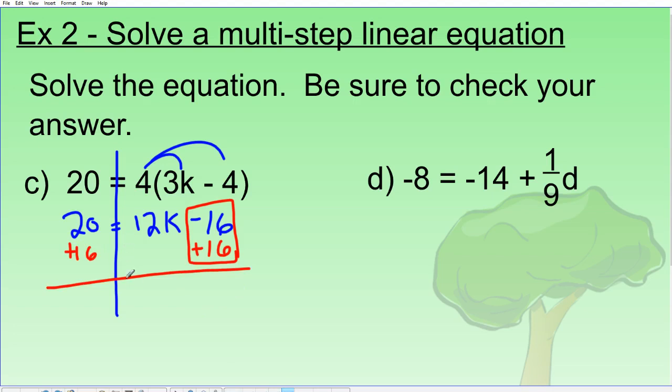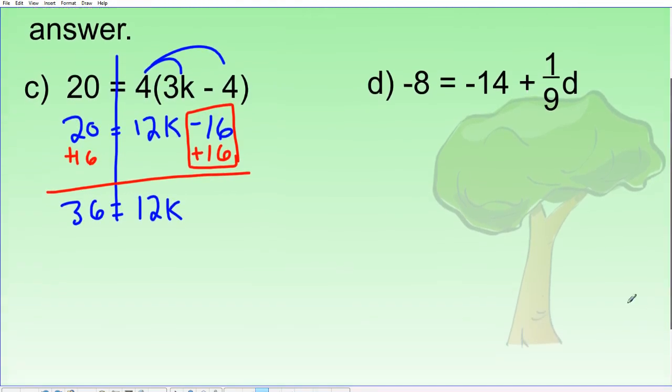Now when I do that, these 16s cancel out. I'm only left with a 12k on the right. On the left side, 20 plus 16 is 36. Now to continue and solve, my variable is being multiplied by 12, so I divide by 12 on both sides. These 12s cancel, giving me 1k. 12 divided by 12 is 1. 1k equals 36 divided by 12 is 3.